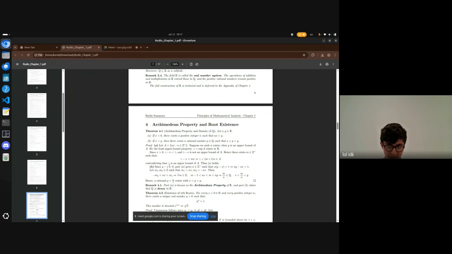Yes, because we said that no such n exists. That means y is greater than x, so y minus x is greater than 0. Part A gives n in Z such that n(y minus x) is greater than 1. Right now we're proving the second statement. So now we've proved the Archimedean property, we're proving this.